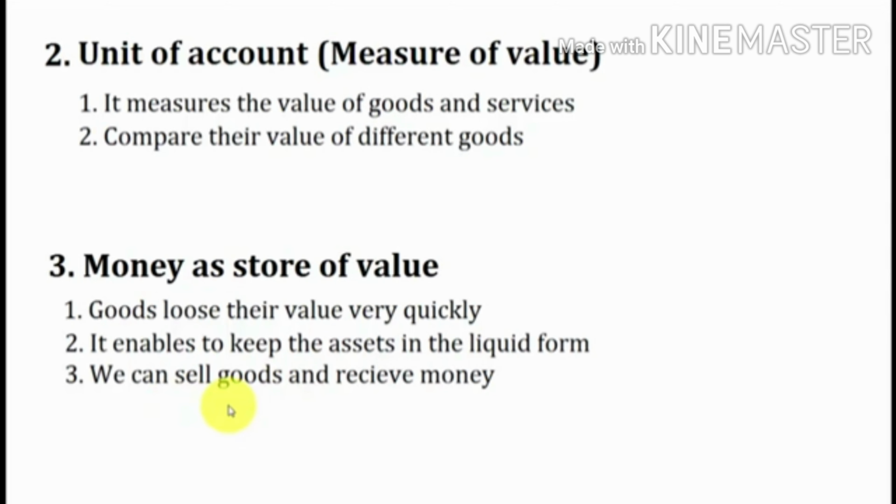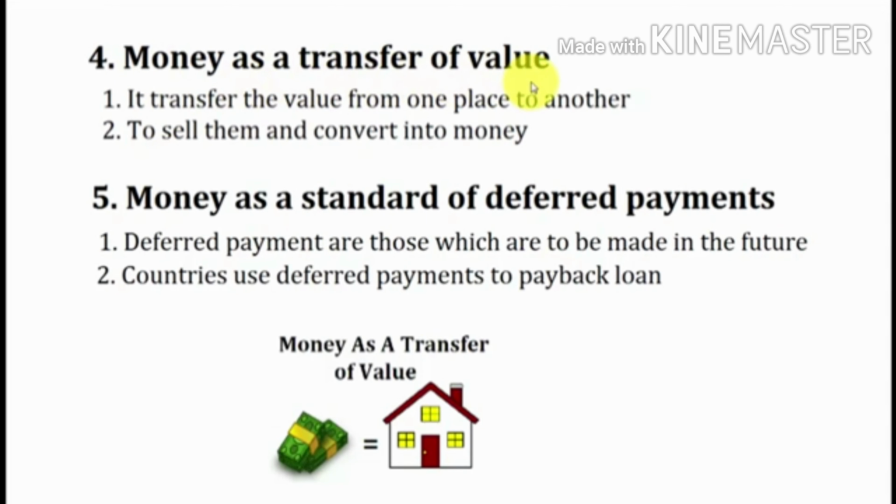The fourth function we have is money as a transfer of value. There are some goods in this world which we cannot transfer from one place to another place, like a home in a city. If we want to migrate from one city to another city, we cannot shift this home to another city. So what we have to do is sell that home and receive money, and again we can buy another home in the city in which we want to live. So money has a function to transfer the value of goods.